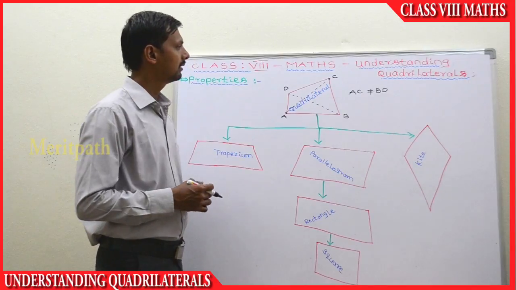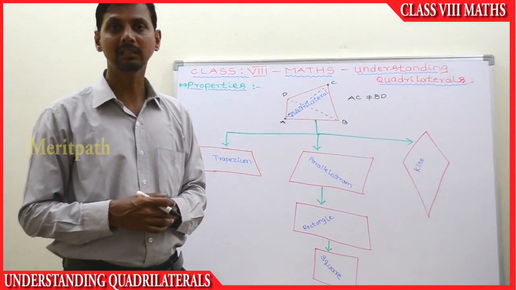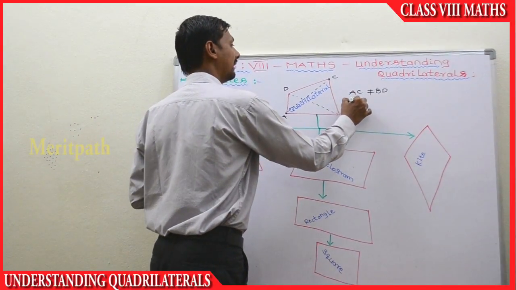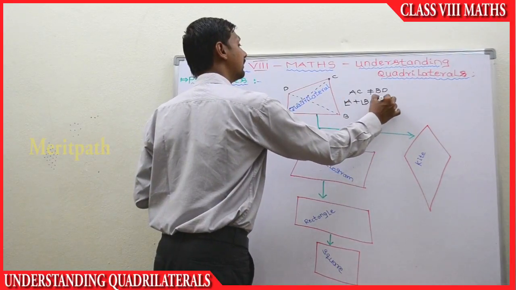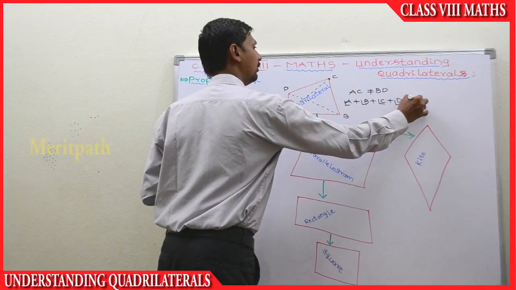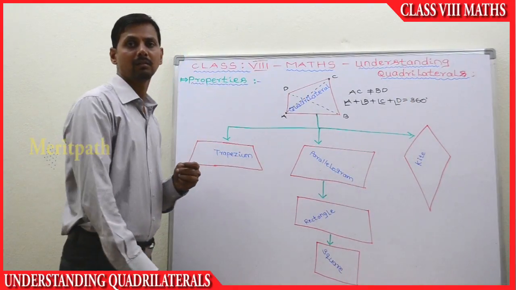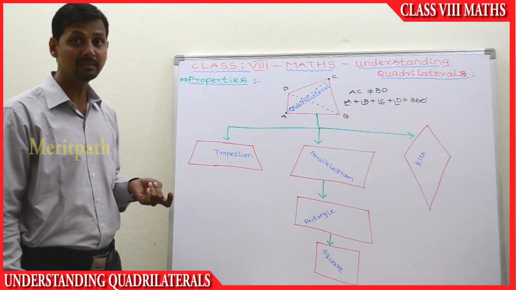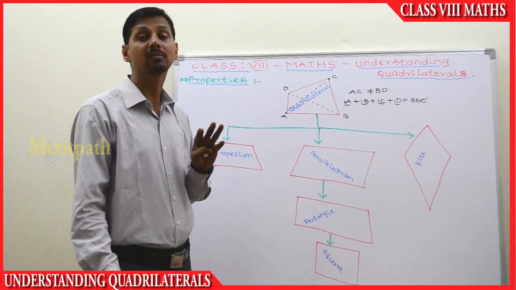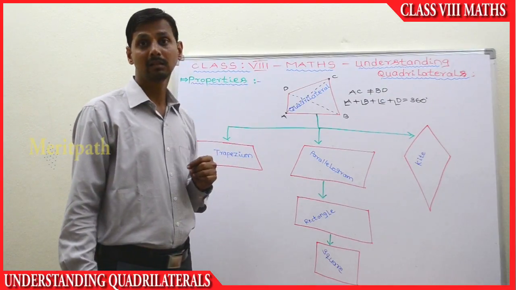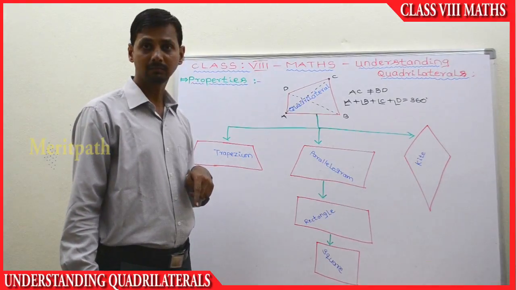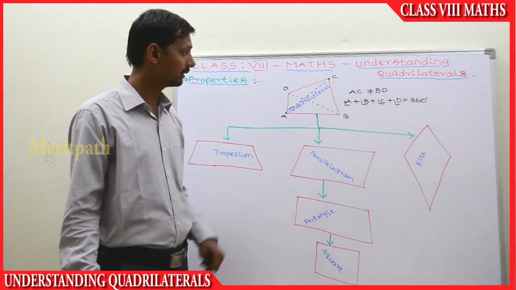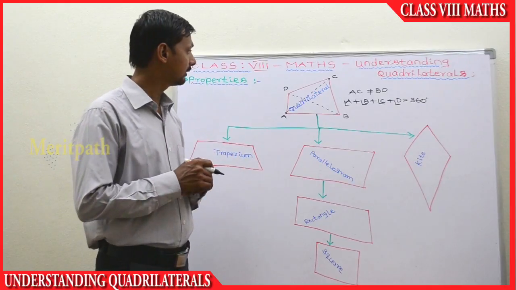And we know the common property about the quadrilateral: the sum of the four angles of a quadrilateral is 360 degrees. That is a common property for all types of quadrilaterals. For every quadrilateral, which has four sides, the sum of the four angles is 360 degrees. And one more property: AC is not equal to BD, so the lengths of the diagonals are different in a quadrilateral.